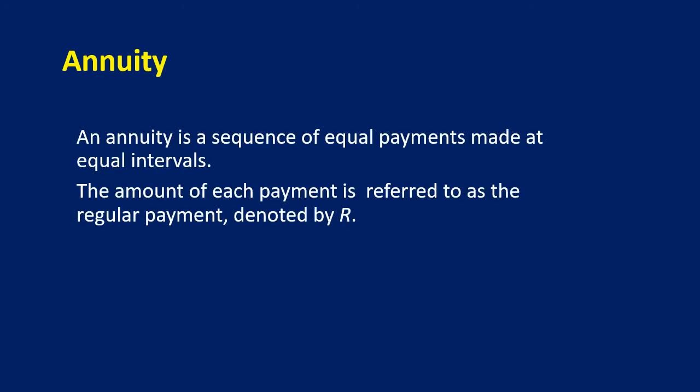We will now talk about the case wherein you will pay your debt via several regular payments. An annuity. We are now talking about an annuity. An annuity is a sequence of equal payments made at equal intervals. The amount of each payment is referred to as the regular payment and it is denoted by R.